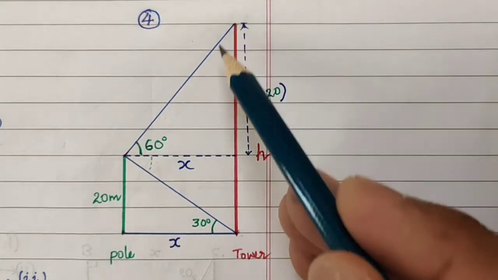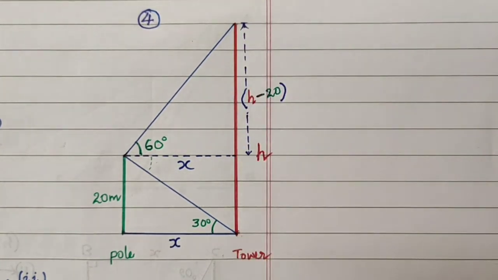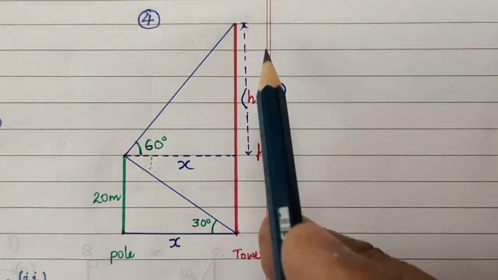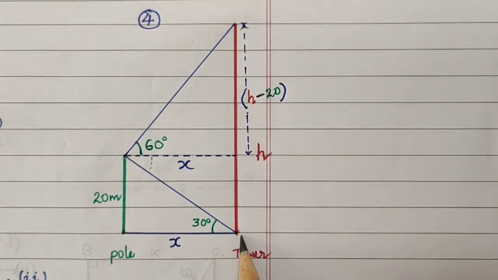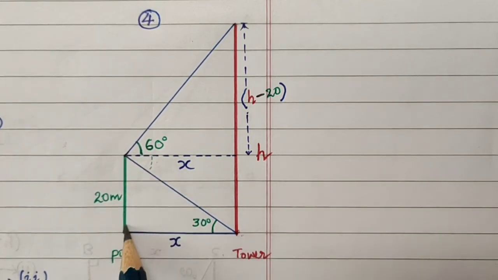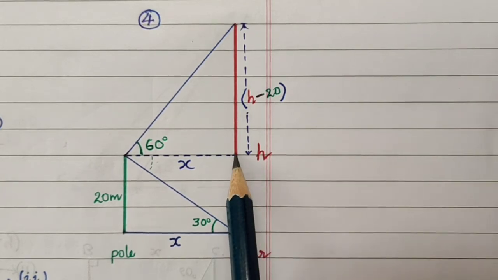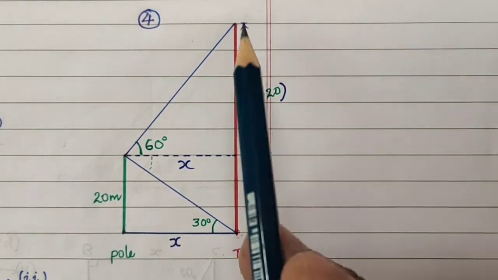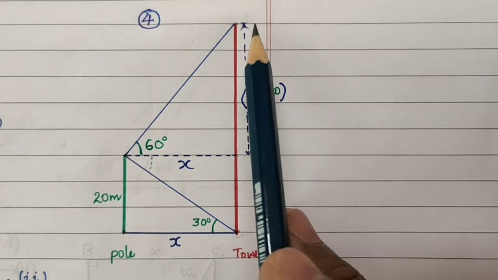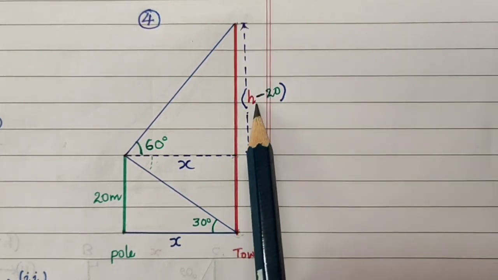This is the height of the tower h, from here to here, height of the tower h. This is the height of the pole. Because this and this are parallel, this is equal to 20 meters. From here to here it is 20 meters. Therefore from here to here it is h minus 20.